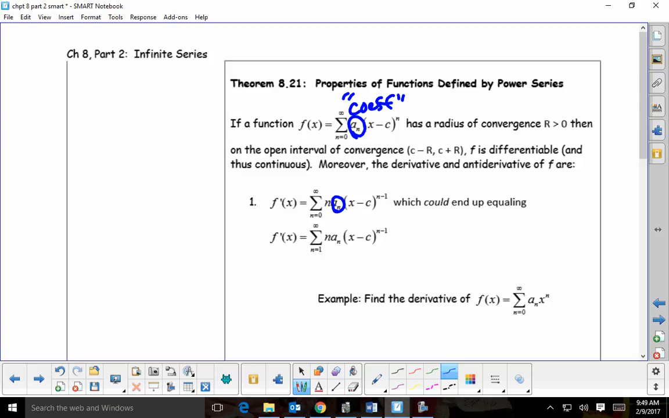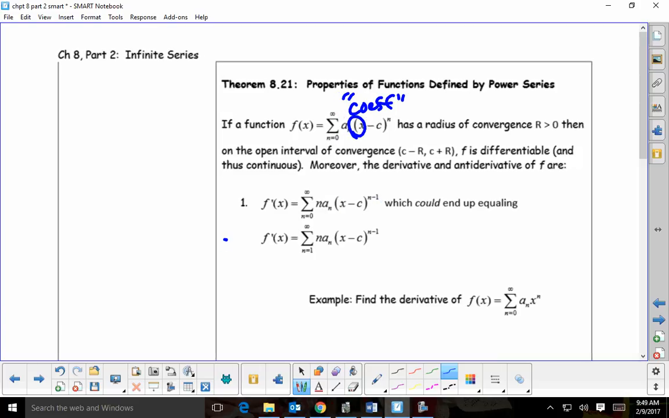Then I use my power rule. The n comes down in front, and I subtract 1. Now, a lot of times, once you have this, you can simplify. Not always, but a lot of times. Because what happens when I plug 0 into all my n's here? What's the first term become? 0. So it's not even there.